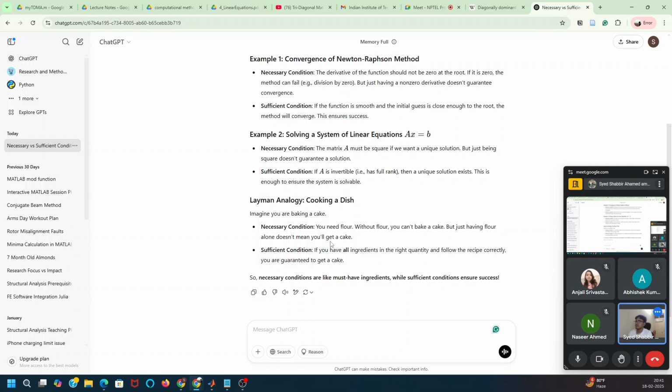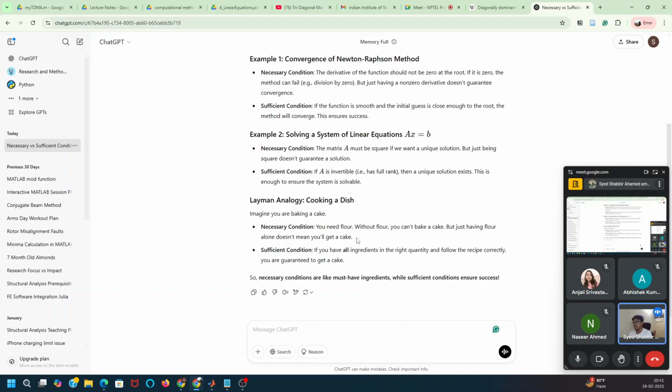It is also giving some analogies. Like, you need flour. Without flour, you can't bake a cake. But just having flour alone doesn't mean you will get a cake. So flour is not enough. You have to bake it. You should have other ingredients also. You should have an oven, all these things. So flour is a necessary condition.